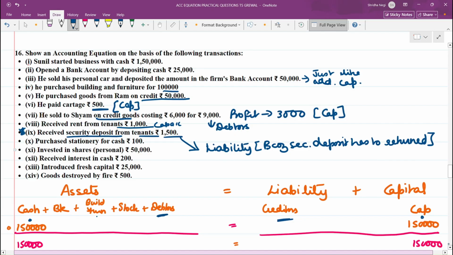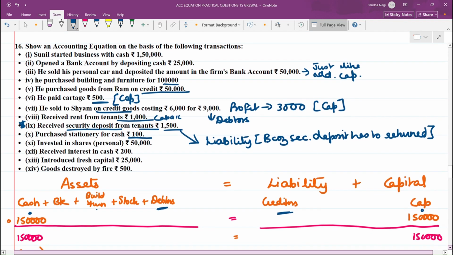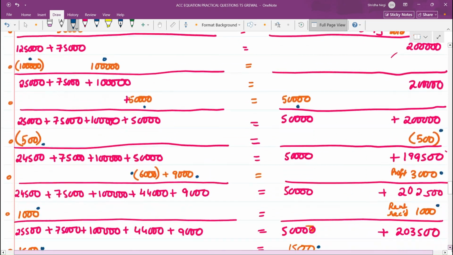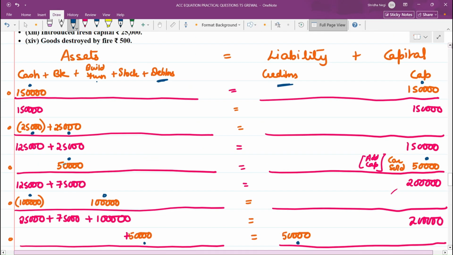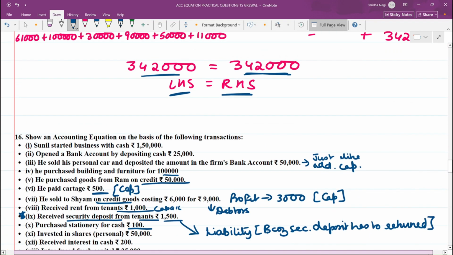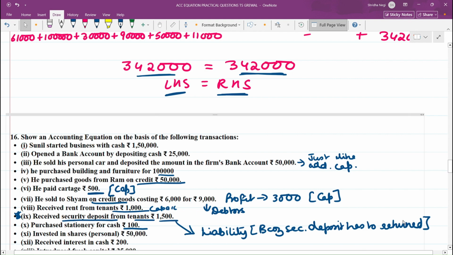It's not an income. Purchase stationery for cash, rupees 100. So here 100 rupees will be deducted from your cash and it is an expense. You are purchasing stationery, so it will affect the capital account. You will minus it, so it's written in brackets. Understood? Then next, what is the next?